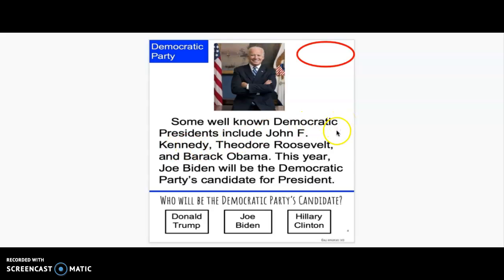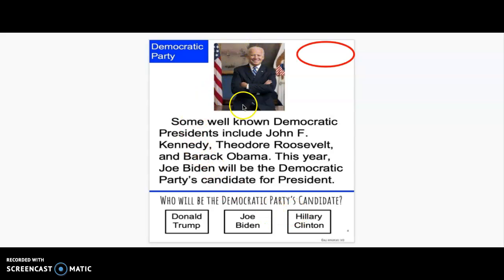Some well-known Democratic presidents include John F. Kennedy, Theodore Roosevelt, and Barack Obama. This year, Joe Biden will be the Democratic Party's candidate for president. Who will be the Democratic Party's candidate? Is it Donald Trump, Joe Biden, or Hillary Clinton?